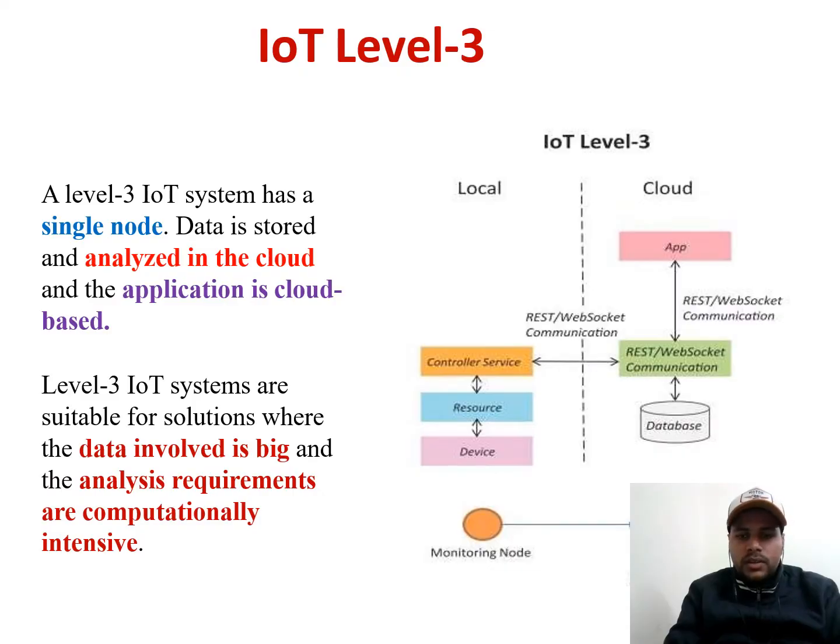Next IoT level is IoT level 3. A level 3 IoT system has a single node where data is stored and analyzed in the cloud and the application is cloud based only. So all the communication of the REST WebSocket services with the database and controller services takes place through various REST APIs. And level 3 IoT systems are suitable for solutions where the data involved is big and the analysis requirements are computationally intensive. So where a lot of calculations are required, use IoT level 3 only.